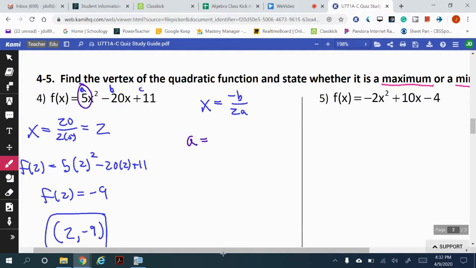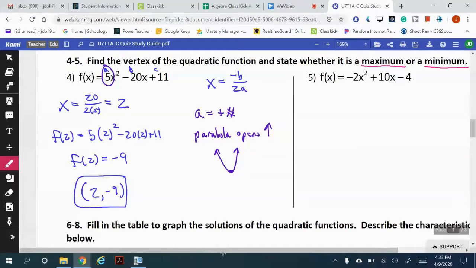So since A equals a positive number, we know the parabola opens up, right? It looks like this, meaning that vertex is a minimum. So finding the vertex using the formula and then determining whether it's a min or a max without even looking at the graph is all based on the A value there.